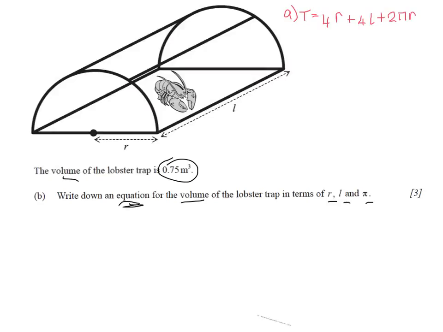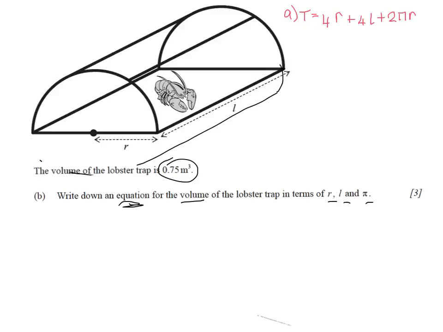Now, what is the shape of our lobster trap? Well, if you said it looks kind of like a cylinder cut in half, then you are right. It is a cylinder cut in half. See, if I had a bottom part here, that would kind of make it a whole cylinder. But that's not what it is. It's a half a cylinder.